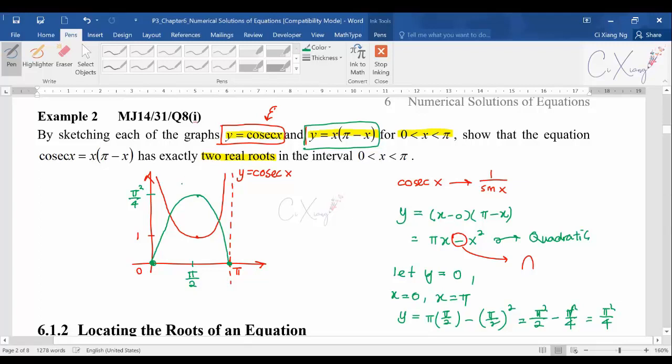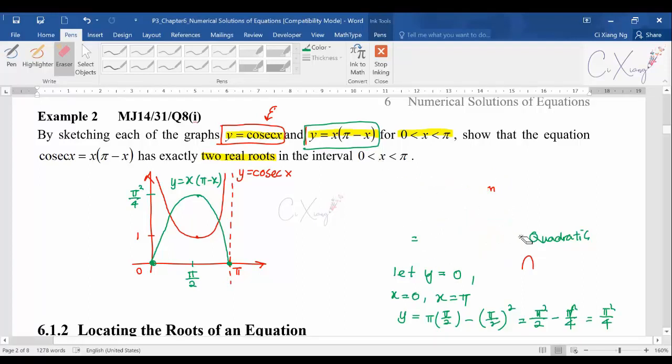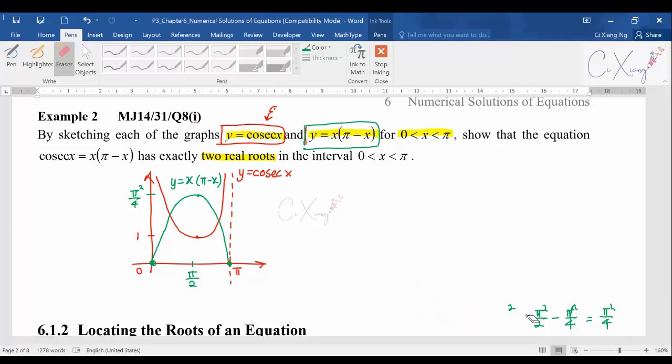The green colored graph will be y equals x and then pi minus x. All right, once you settle with the graph already, these are the steps, the process that we use to draw the graph. All these steps here, you don't need to show in the exam. This is for explanation purposes.